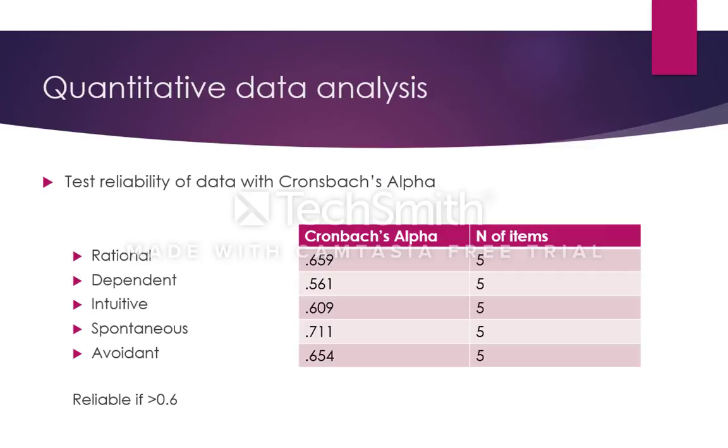To analyze the quantitative data, first the reliability has to be tested with Cronbach's alpha. If the number is above 0.6, it is considered reliable. Since all the numbers are above or close to 0.6, the data is reliable.